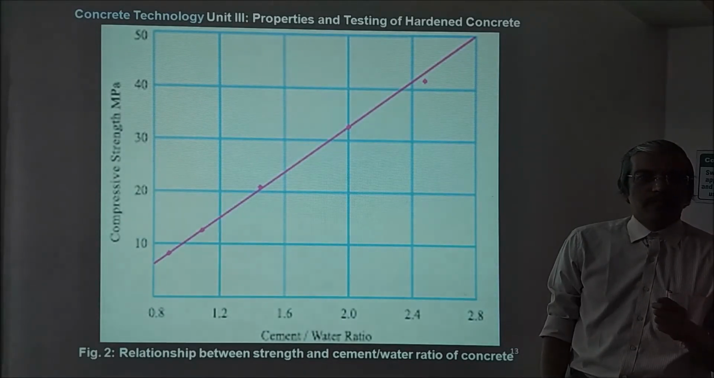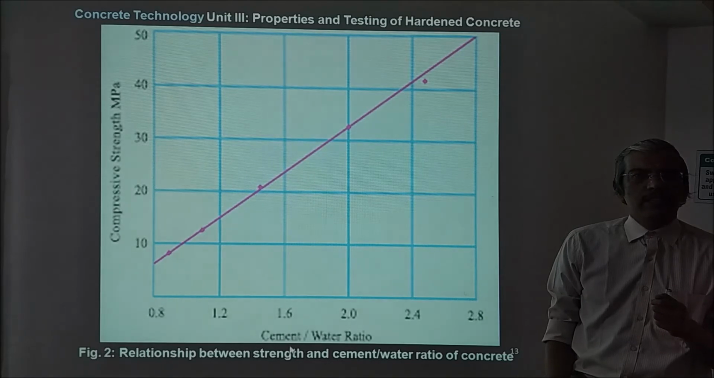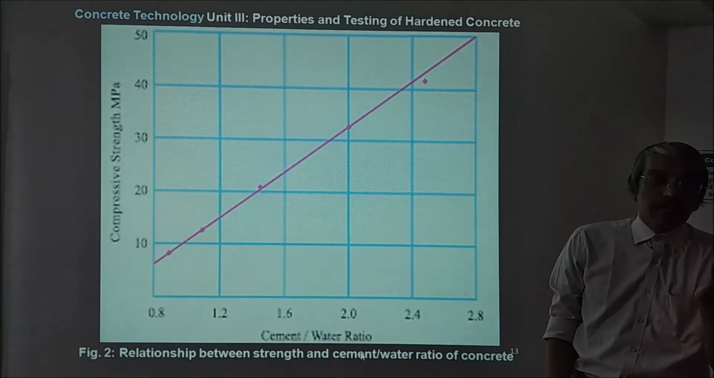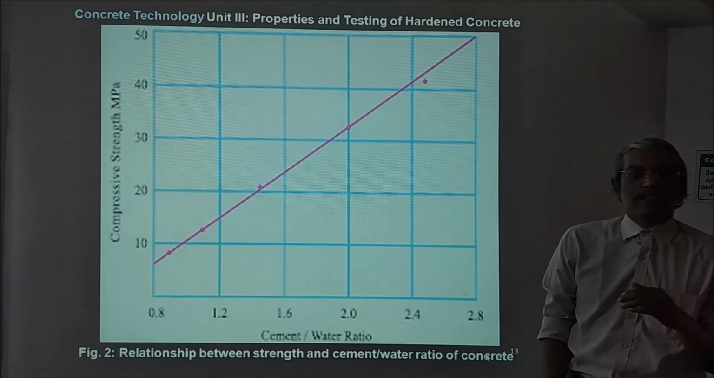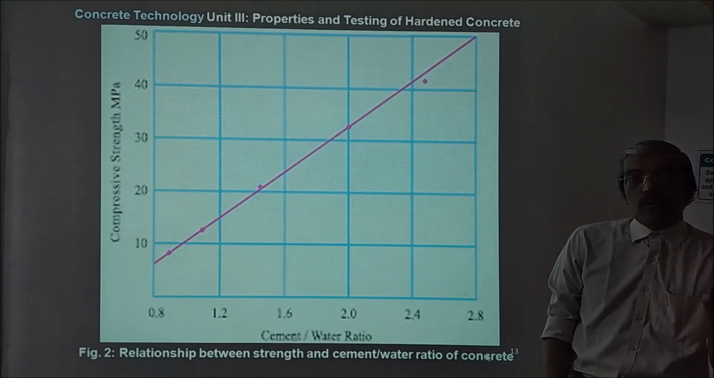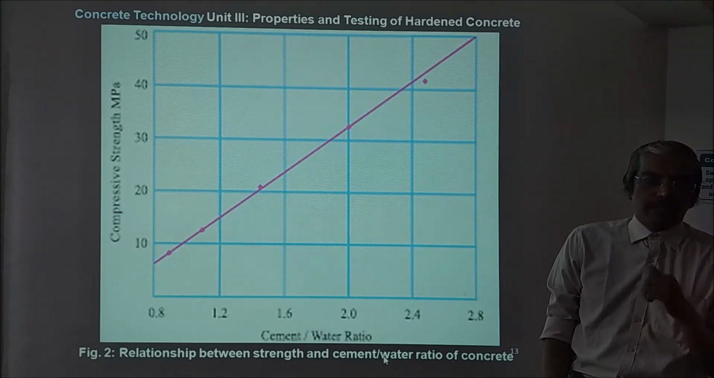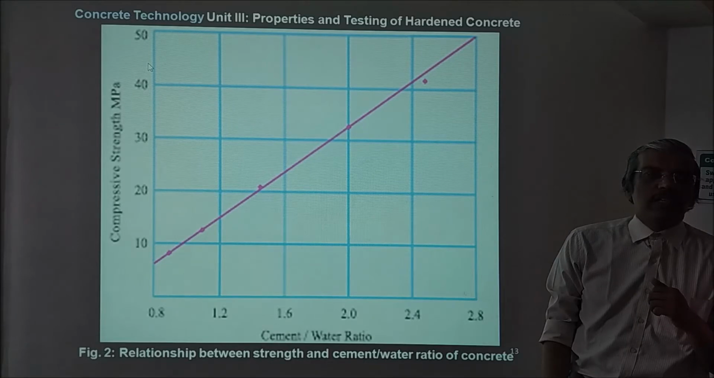Next figure we will see the relationship between strength and cement to water ratio of the concrete. Previously it was water cement ratio, now here it is cement to water ratio. So on the horizontal axis it is having the cement water ratio, and on vertical axis the compressive strength is given in megapascal or Newton per millimeter square.